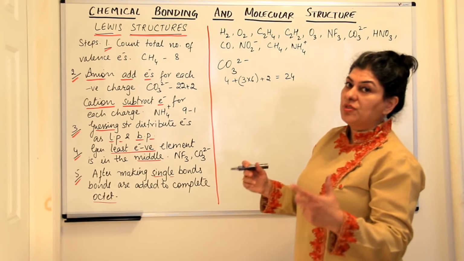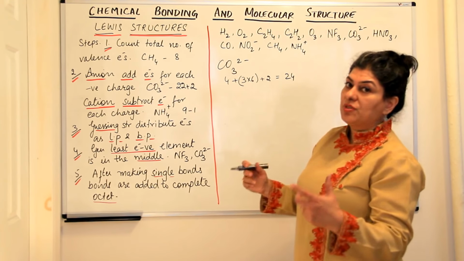This one also has 8, this also has 8, so the oxygens are satisfied, only carbon is not. If I just move one pair of electrons here and make a bond with that pair, if this oxygen shares these two electrons, then it forms a carbonate ion.